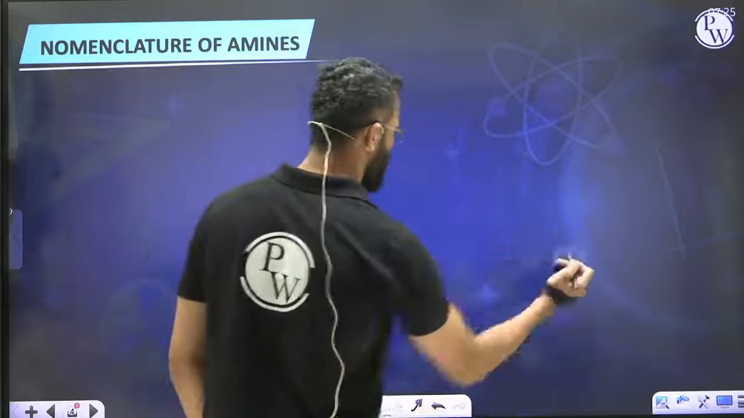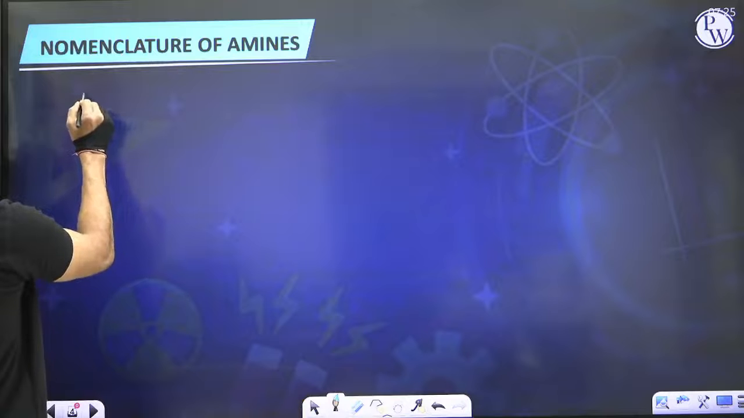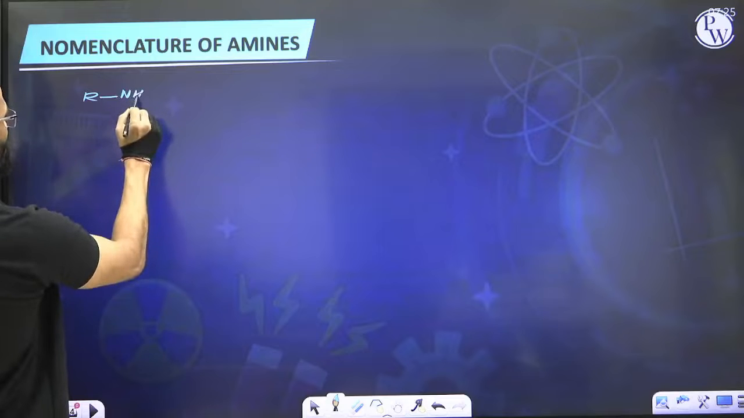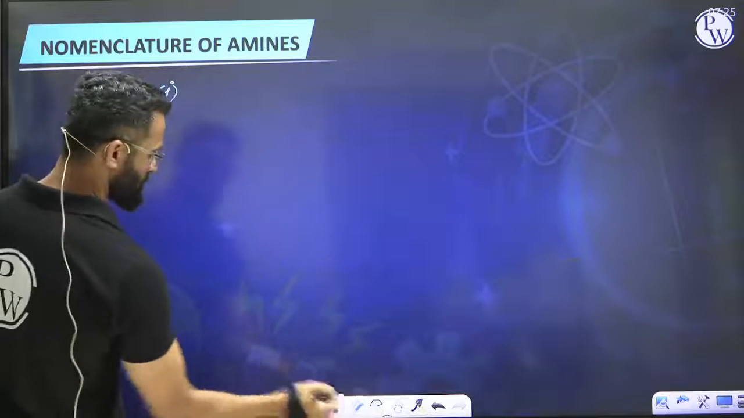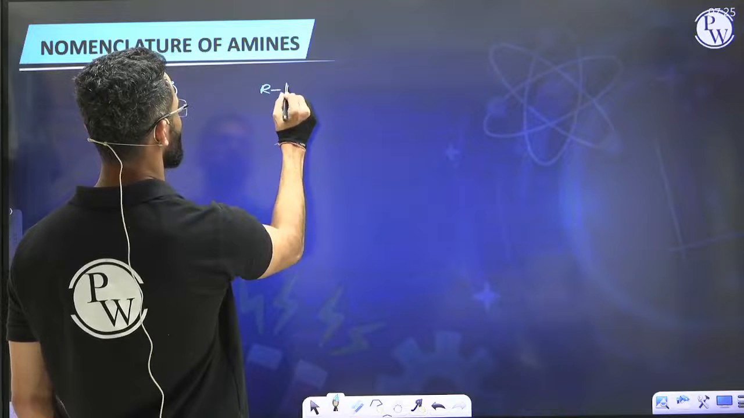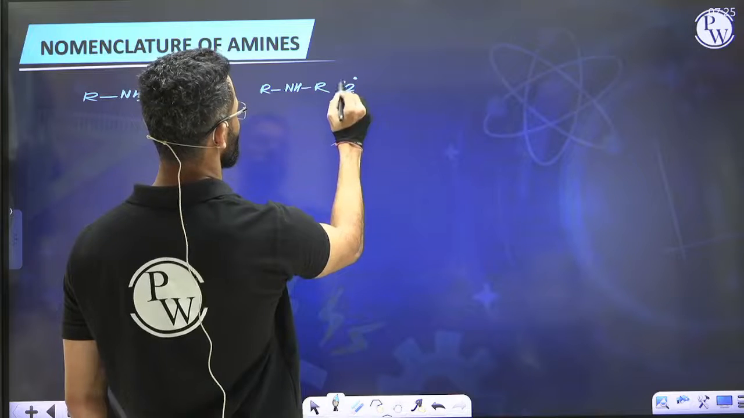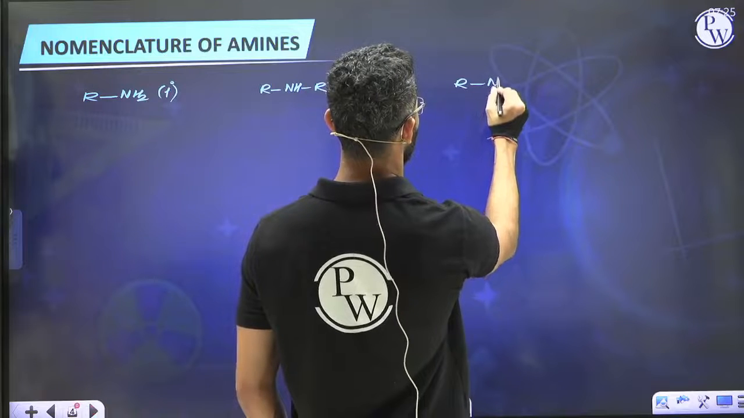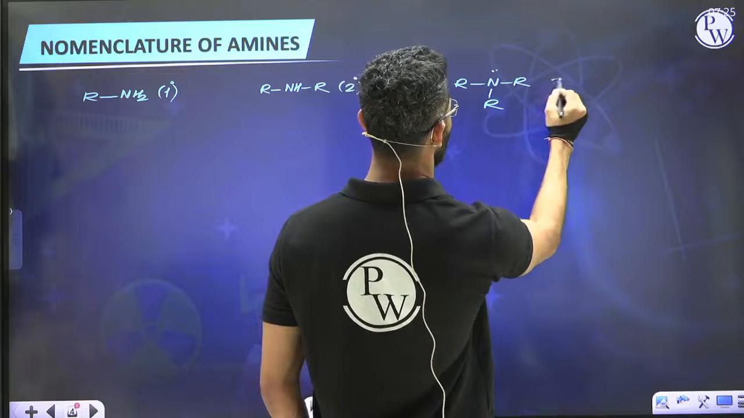So firstly, when you talk about amines, as we have seen, primary amines are represented as RNH2. That's primary amine. Secondary amines are represented as R NHR, identical or different alkyl groups, whereas tertiary amines are represented as R, N, R and lone pair.